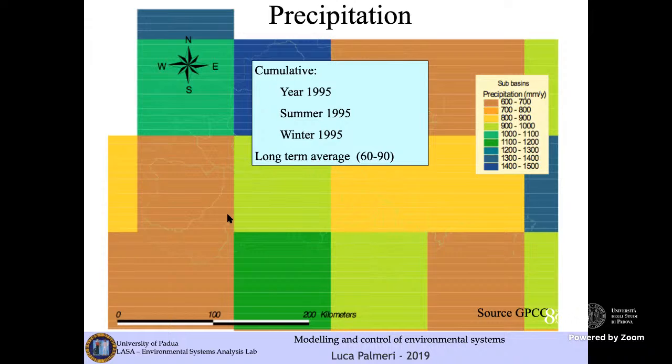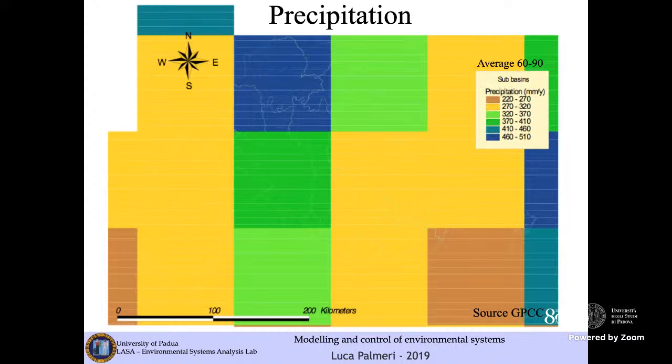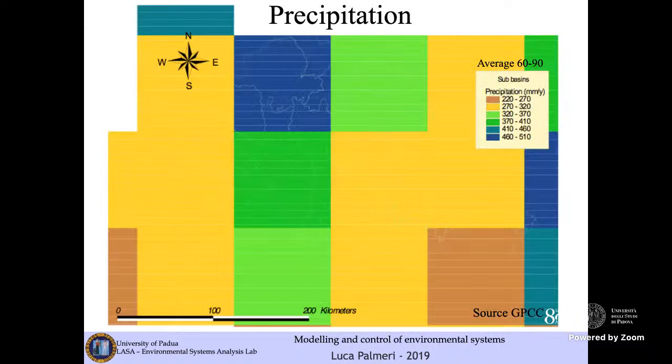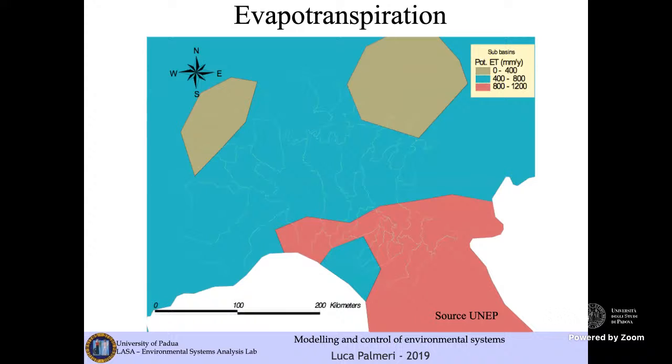But what we have calculated here is the quantity of surfaces pertaining to each hydrological subunit that was characterized by this value of precipitation. For the evapotranspiration, we have the same. For the evapotranspiration, we employed the United Nations Environment Programme data, with even lower resolutions.